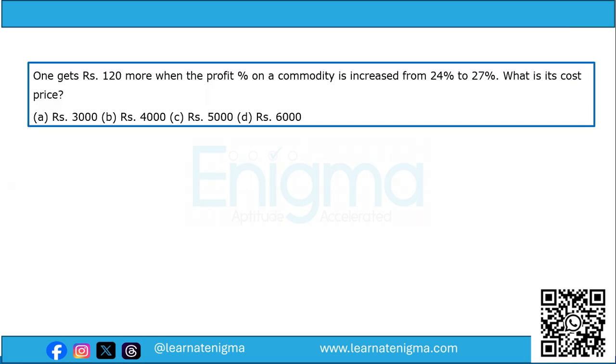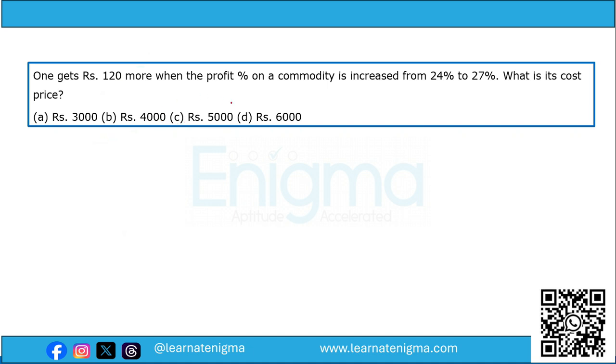One gets rupees 120 more when the profit percentage on a commodity is increased from 24% to 27%. What is its cost price? Now, let's understand the question.